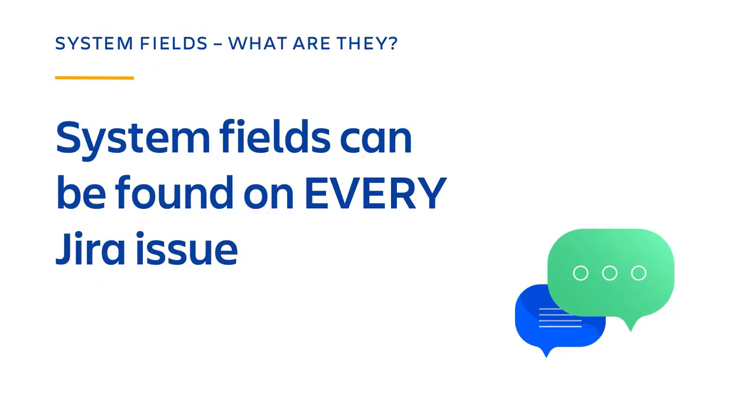So, what are system fields? System fields can be found on every Jira issue. Each Jira site comes with default system fields. They are designed to collect and display issue data and enable the management of tasks, teams, and projects. Most system fields can only be edited in a limited way. For example, the field name cannot be changed, but the field description can be edited.